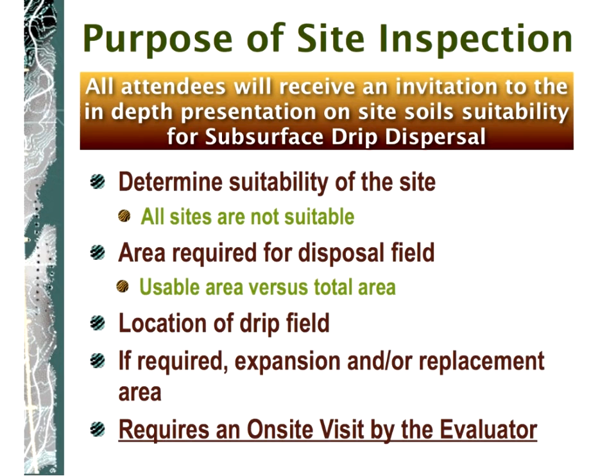The first thing is the purpose of the site inspection: to determine the suitability of the site. Yesterday, somebody asked a question about these very heavy clays, and sometimes sites just are not suitable. DRIP always gets offered the worst possible sites, and sometimes they reach a limit where you just can't do anything about it. Then you've got to check the area required for the disposal field.